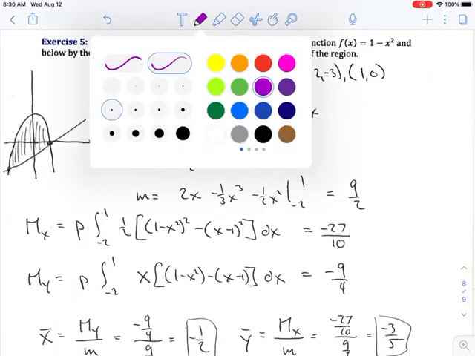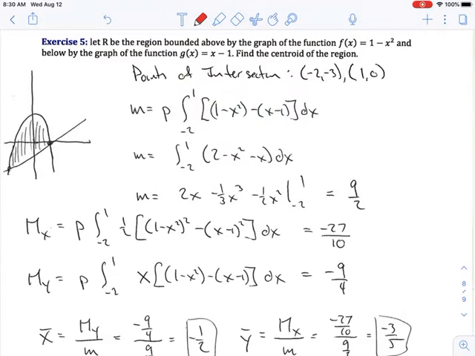Now, in these examples, I've skipped a lot of the math, just getting right to the new stuff. So here we have two functions. f of x is 1 minus x squared, and g of x is x minus 1. We're looking for the region R bounded above and below by those two graphs. Find the centroid. The centroid is the center of mass of the region. So you have to find the points of intersection. Again, you could use Desmos, or you could do it algebraically. Either way, you need to find the points of intersection. So you have those.